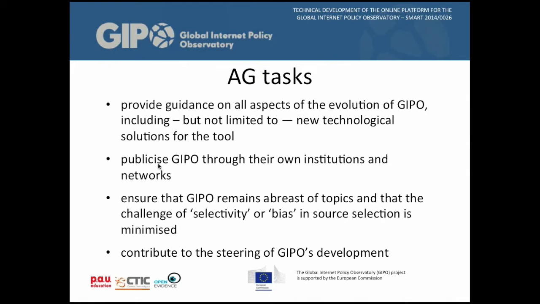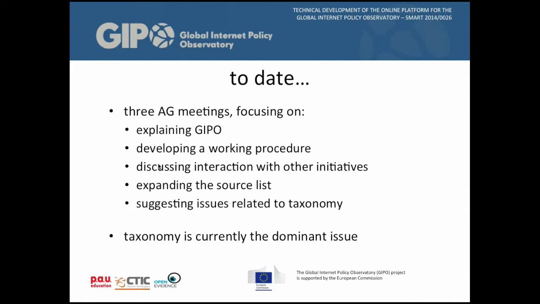And we are trying to ensure that the advisory group is a very diverse group of people, with people from all over the world, because GIPO is a global internet policy observatory, but also from different disciplinary backgrounds and from different kinds of stakeholder groups as well. And so we're hoping that those contributions come from this to make what GIPO actually does more representative, or at least understanding of what's going on in the field.